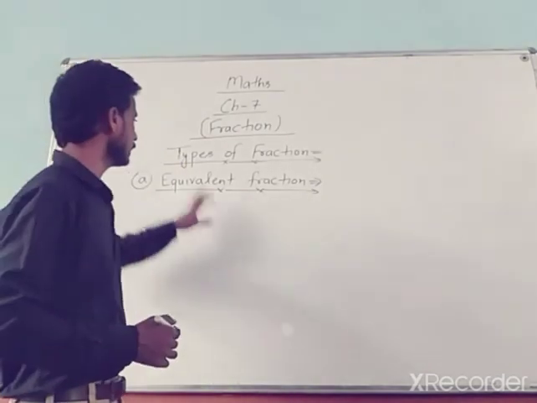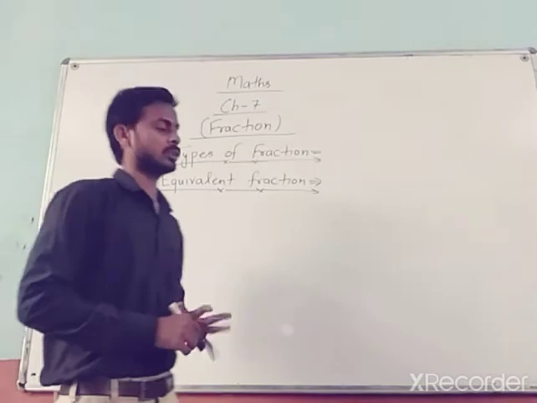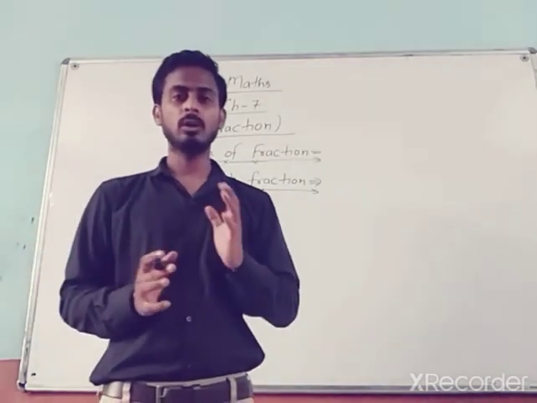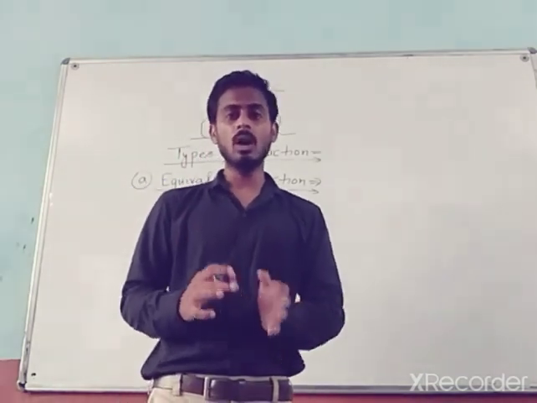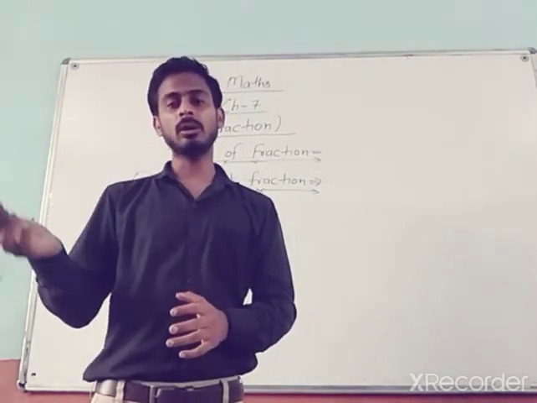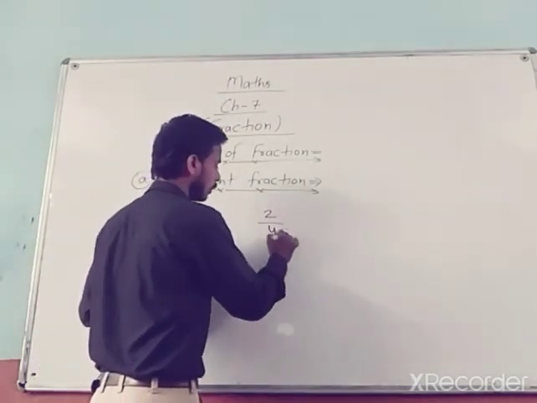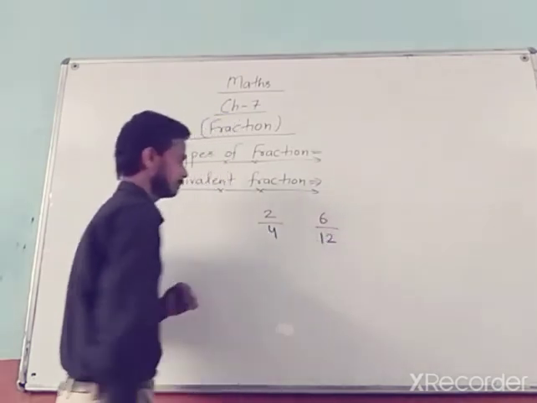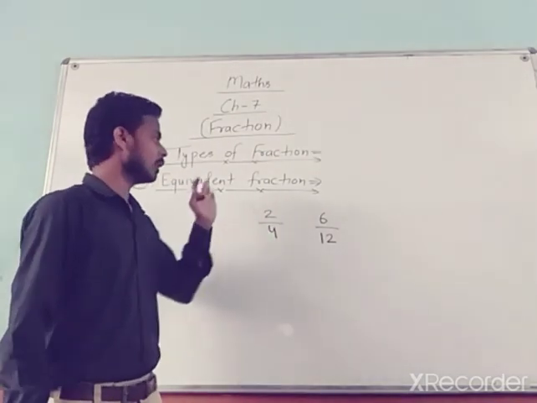Now next topic is type of fraction. First type is equivalent fraction. What is equivalent fraction? See, the product of numerator of first and denominator of second is equal to the product of denominator of first and numerator of second. See the example, 2 by 4 and 6 by 12. Both are same equivalent fraction or not?